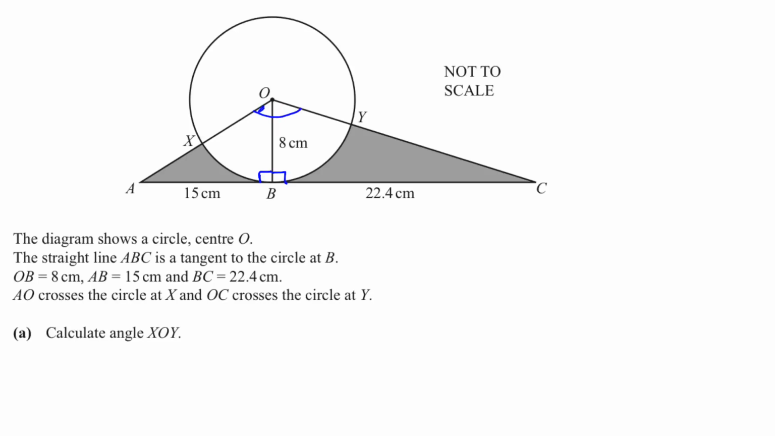But first we have to find AOB. To find AOB, we have to use trigonometry. It's a right angle triangle. We have the opposite and the adjacent. Opposite and adjacent means we can use tan. Therefore, tan O is equal to opposite 15 over adjacent 8. O is equal to tan inverse 15 over 8. This will give us 61.9.